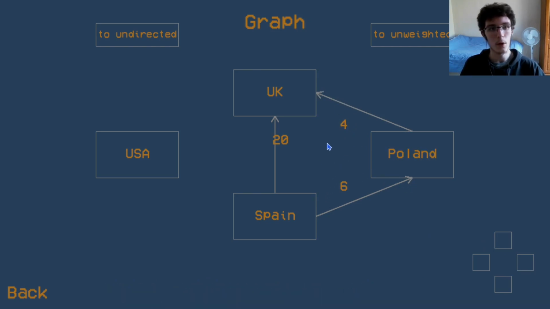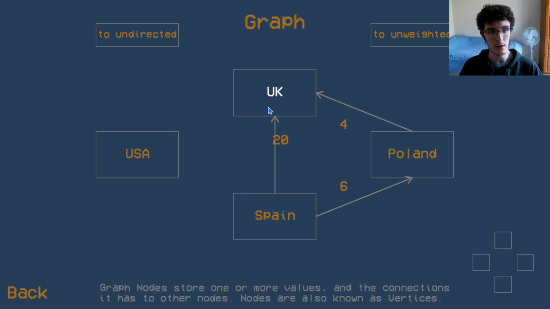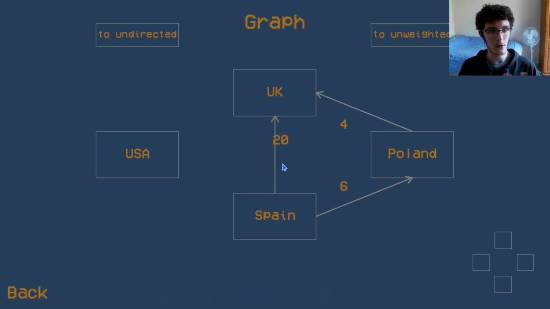Now, most of the time when you're going to do this, these times, when you add them together, are going to be more than the direct path. But sometimes, like in the case where the next flight between Spain and the UK isn't until the following day, isn't for 20 hours, it might be quicker to go the indirect route.